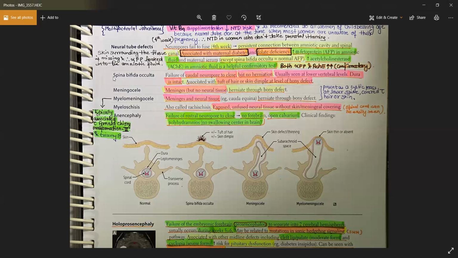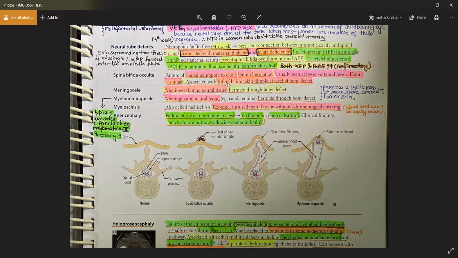One is the spina bifida occulta, in which you have a failure of the caudal neuropore to close, which means towards the tail, right? And as a result, the defect will occur, but you do not have any herniation of the spinal cord. You have just this defect, as you can see. The wall is now not closed, but the herniation of the spinal cord is not present. It is seen usually at the lower vertebral levels because it is a caudal neuropore, right? And the dura mater is intact. The dura mater, which is this part, is still intact.